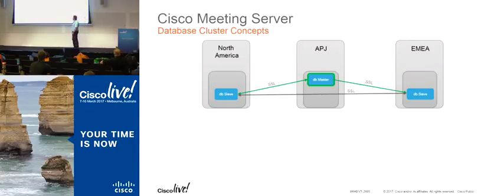So on the database, let's look at how some of the database concepts work. This is one of the questions I get asked a lot: how does it work in a disaster or DR failover? So we have 3 locations. We have North America, APJ, and EMEA. We have a database master and 2 database slave nodes. So this is your database clustered together. This is a normal situation, normal environment.